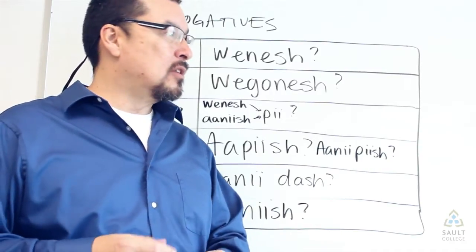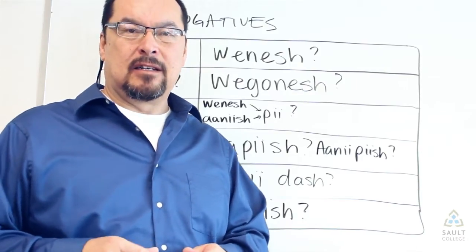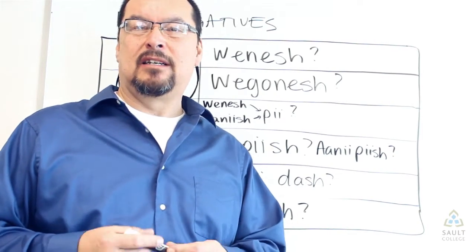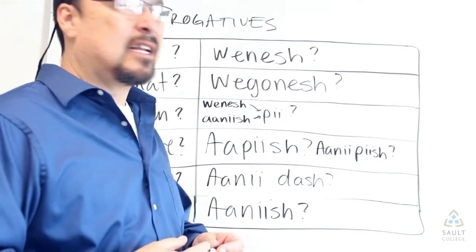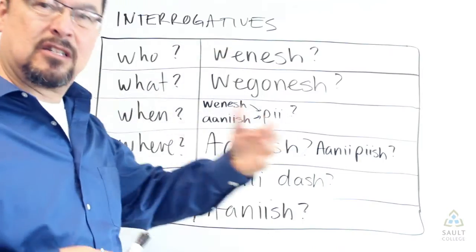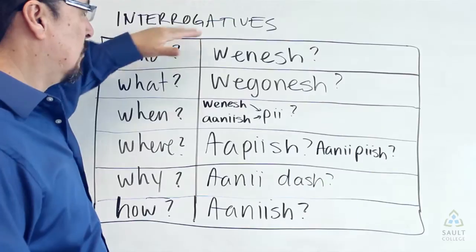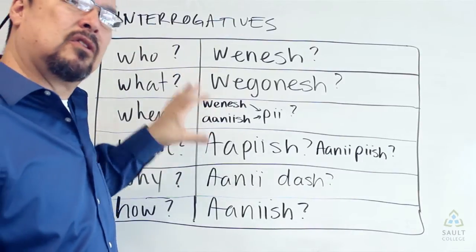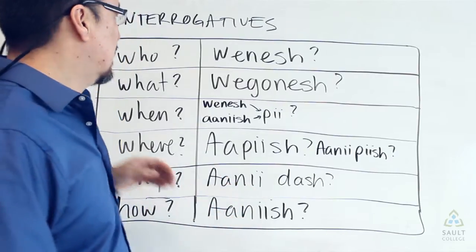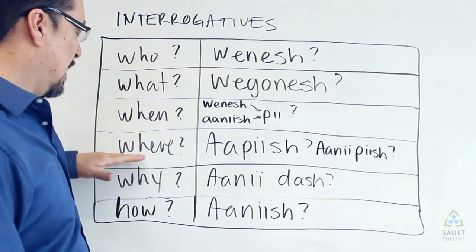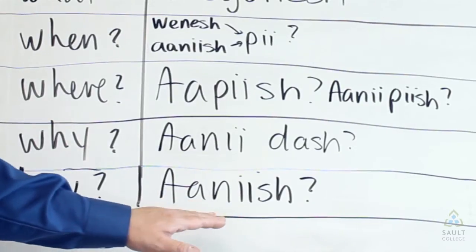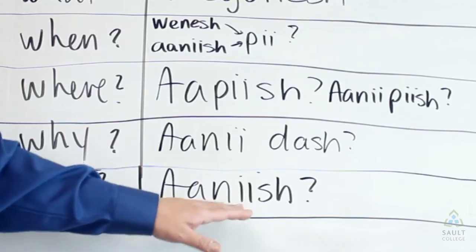This is Sioux College's online Anishinaabemowin course, and today we're going to look at interrogatives. You can see the root word is interrogate, which means to question. And so what we've done was we've put up all the words in the Anishinaabe language that ask questions. Who, what, when, where, why. And a big interrogative for the Anishinaabek is how. Okay?